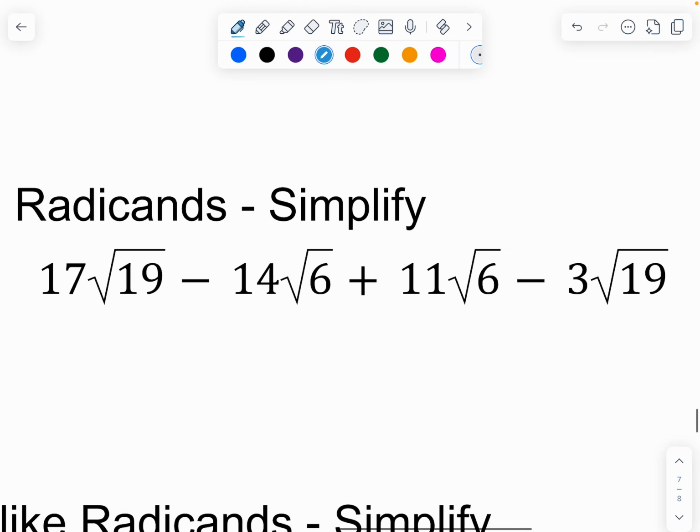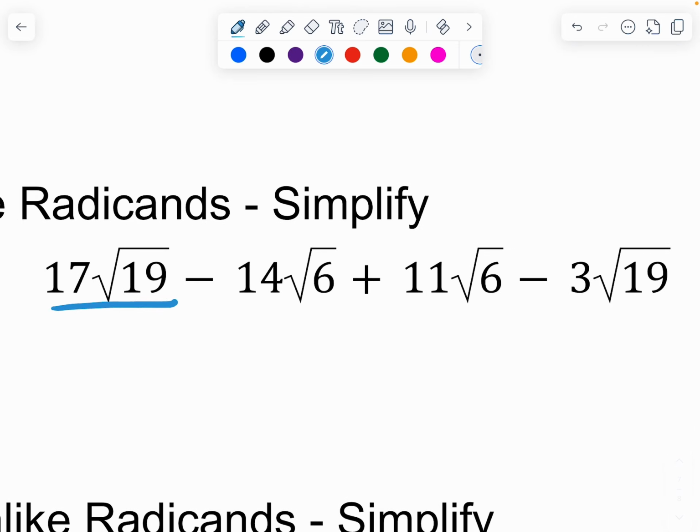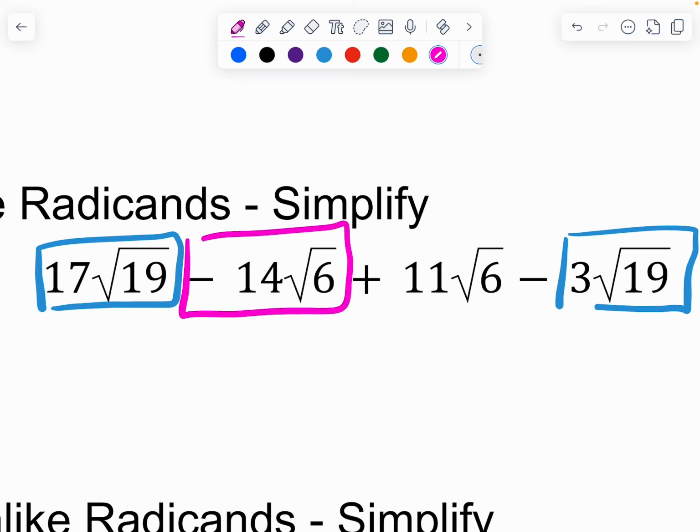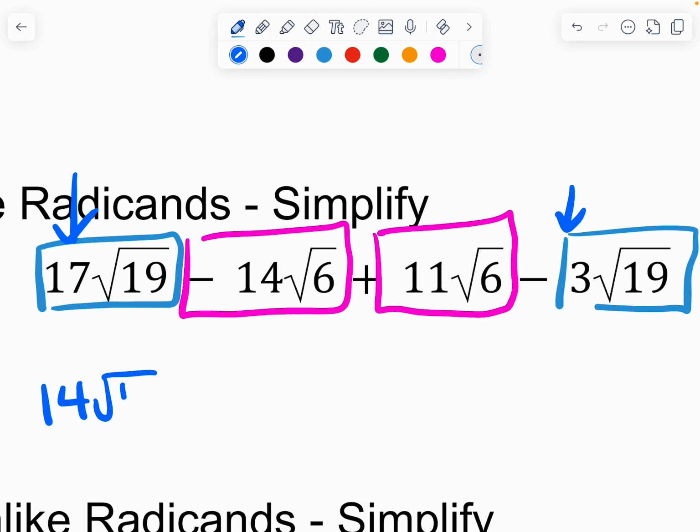Over here, I have 19. I have 19. I have 6. I have 6. So I'm going to combine like terms. I look at this. Oops, this is minus 3. So that's going to be 14 radical 19. That was the wrong blue, but that's okay. Negative 14 plus 11 is going to get negative 3 radical 6.